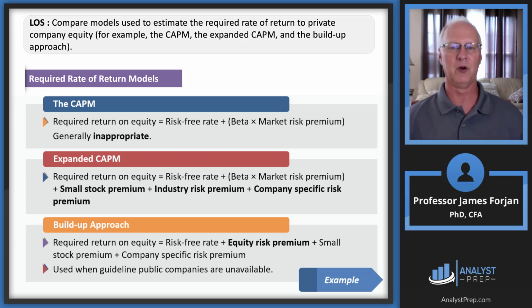This is the build-up approach. We start with the risk-free rate, and then we just add these premiums. So an equity risk premium, a small stock premium, a company-specific premium, just like we did for the capital asset pricing model, an industry risk premium, and we could make something else up, like a GEMS premium or a commodity risk premium. Of course, commodity would be important. An oil premium would be important for Ewing Oil, right? This is all this company does, it digs oil out of the ground and then sells it. Look at that last arrow point: used when guideline public companies are unavailable.